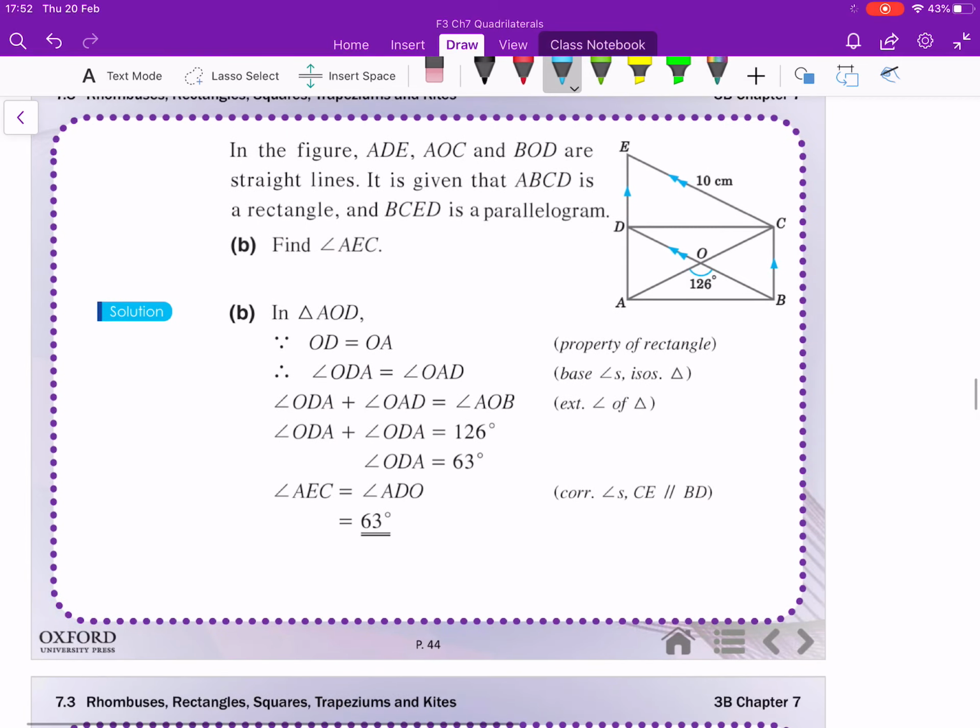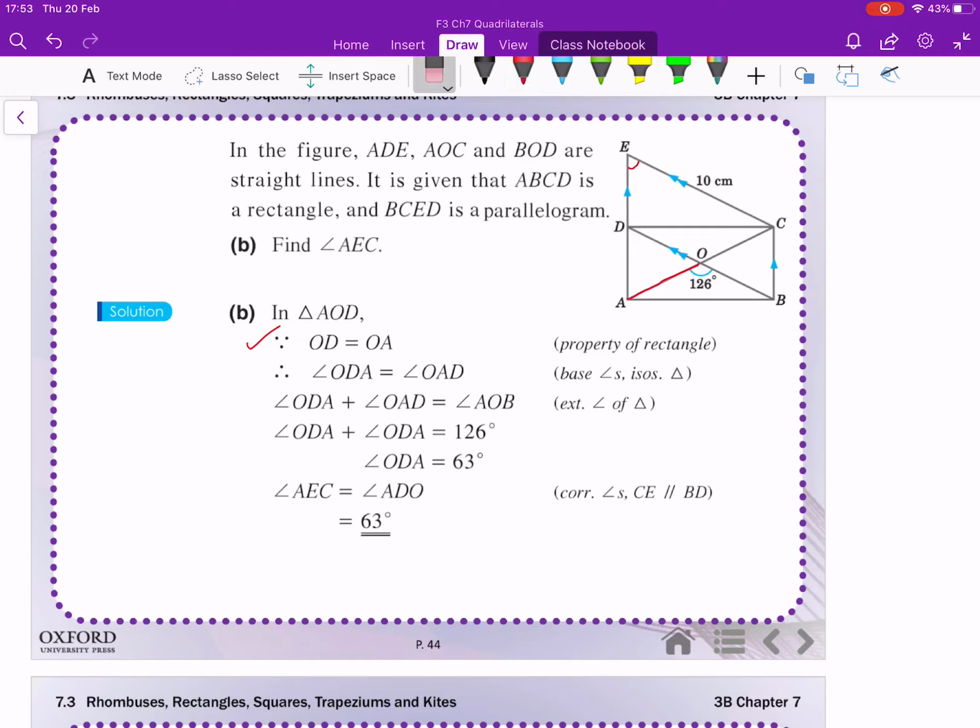And then part B. This time, find angle AEC. This one, AEC. So let's see. For the angle, we have only one angle here, 126 degrees. So we try to relate the required angle with the given angle 126. So the first one, you can see that this is an isosceles triangle. By property of rectangle, you know that OA equals OB, just as mentioned in this line. So in an isosceles triangle, you know that, it mentioned this one.